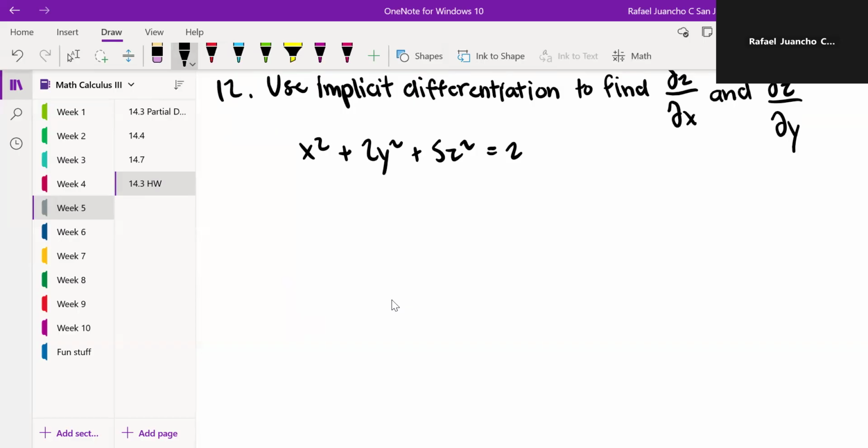Here we treat y as a number, and we treat x as a variable. So let's do that. X squared is what? Well, that's 2x. 2y squared, that's a 0, because both of them are numbers. 5z squared, okay, let's do this. This is 10z, and then my partial with respect to x. 2 is just a 0, right?